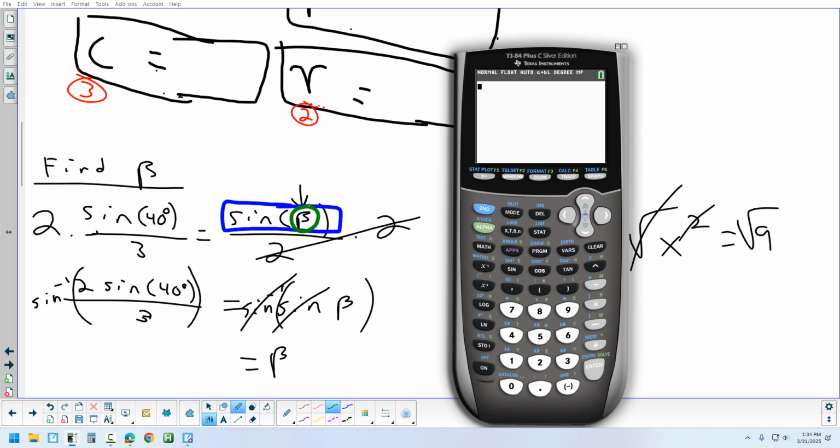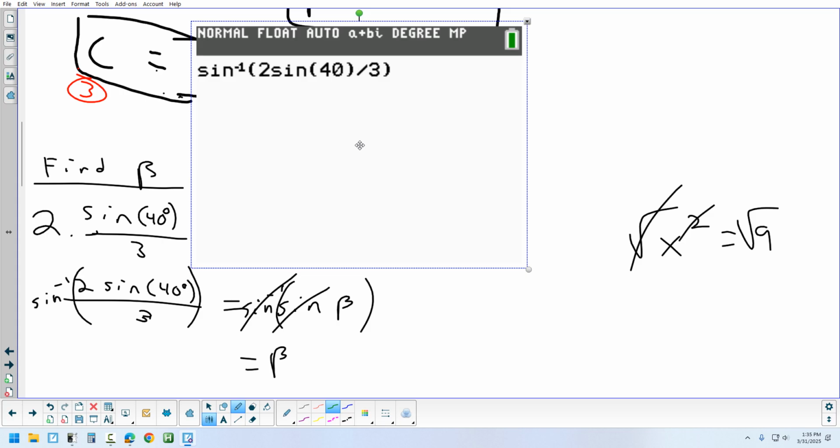Oh, it's the blue one, second. So second, inverse sine, 2 sine 40. Don't try to cancel anything on the left. Just type it in exactly like that. Divided by 3. Should you close it? Yeah, close the parentheses. So this outer parenthesis, this one here and here, that's everything that's in the inverse sine.